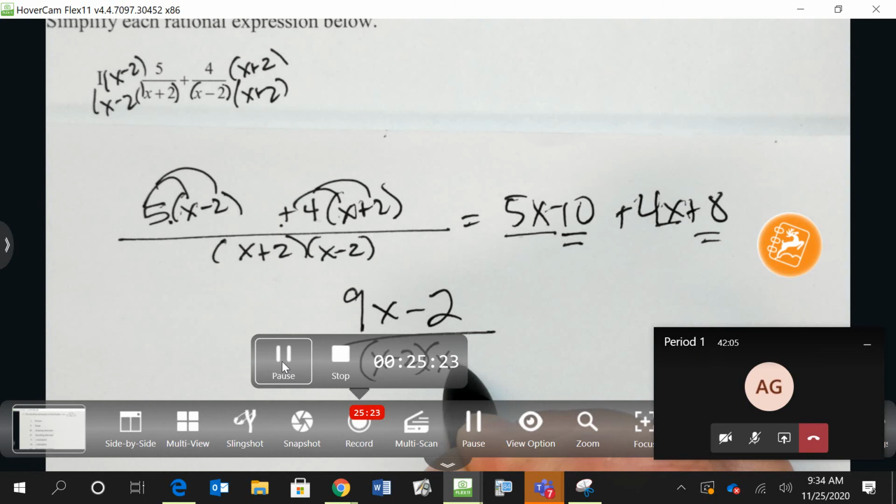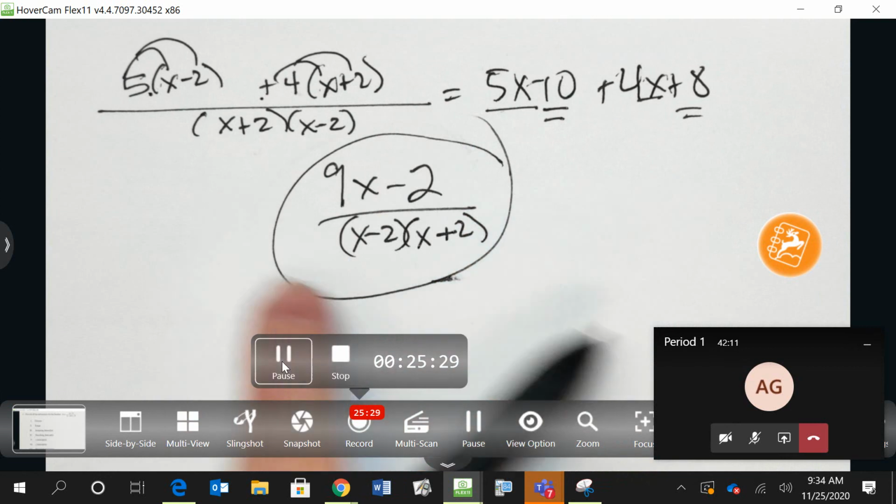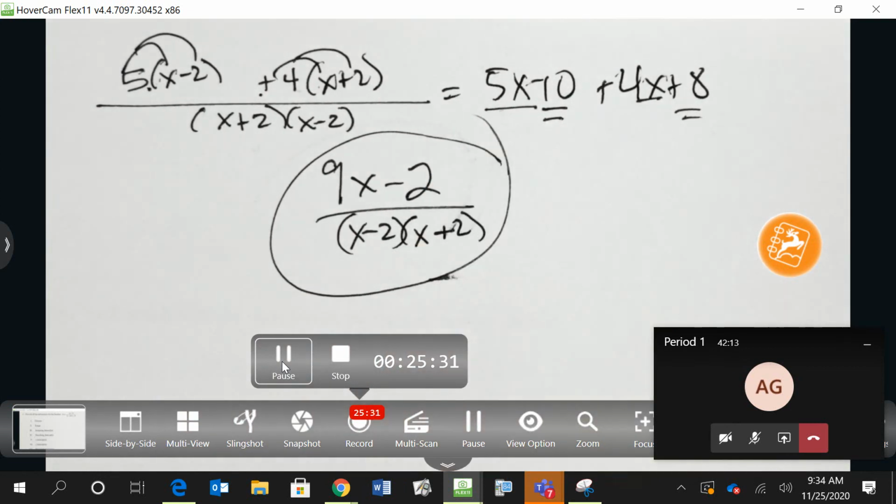Here's the denominator. There is no need to go ahead and factor this out. You can write it just like this. Let's look at this.